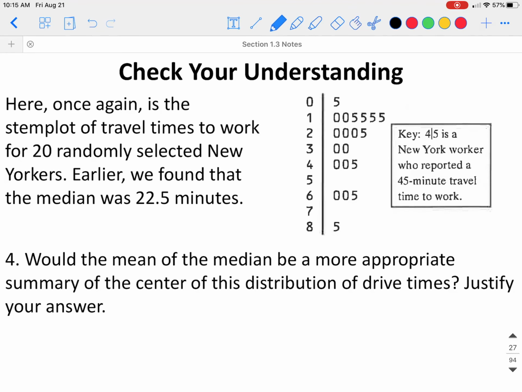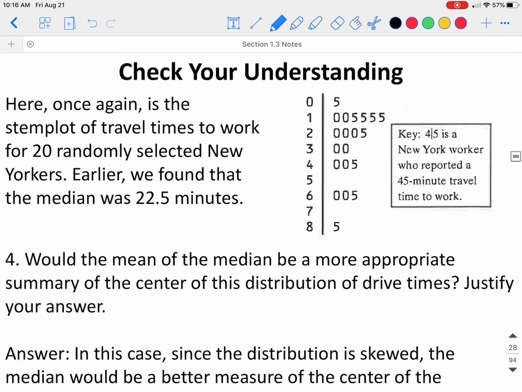Would the mean or the median be a more appropriate summary of center of this distribution of travel times? Justify your answer. Since this data set is skewed to the right, we would be better off using the median because the median is resistant to skewness and outliers. The mean is being pulled to the right because of the right-skewed distribution.